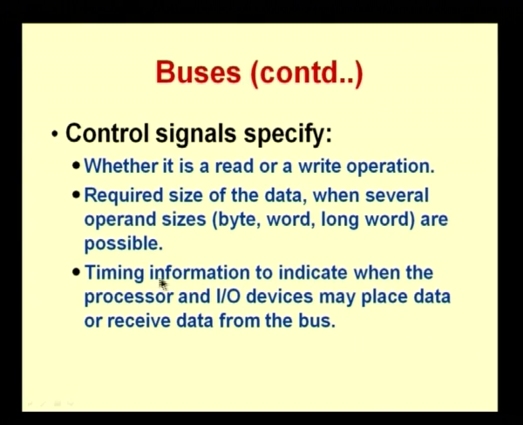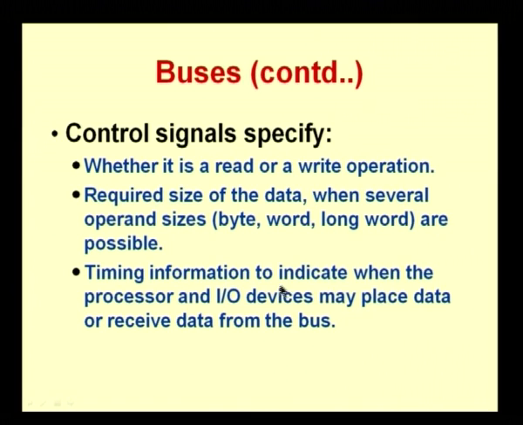Third thing that we need to look at is timing information to indicate when the processor and the IO devices may place data or receive data from the bus. If you look at the way it is organized, you can see that the bus stands in between the processor and the IO devices. So, the processor is going to place data on the bus and the IO device will have to take the data from the bus, or the IO device is going to place data on the bus and the processor has to take the data from the bus. But we need to have some kind of timing information as to when a processor or an IO device may place data on the bus and receive data from the bus. So, all this has to be specified by means of these control signals.